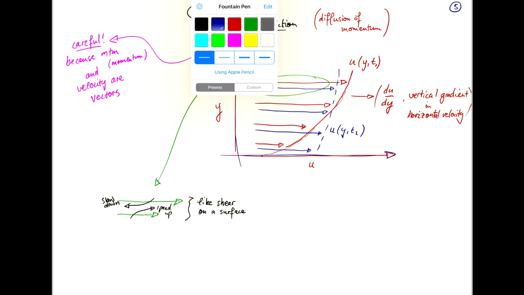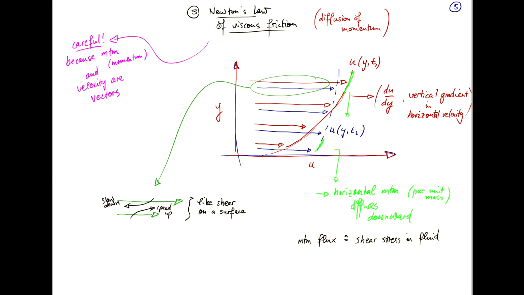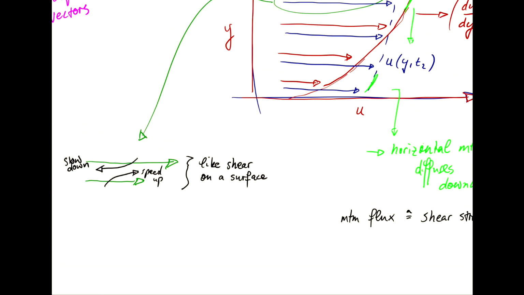So our way to describe this is that momentum from up here is transferred downward to the lower layers through this shear process. So horizontal momentum per unit mass diffuses downward, and the momentum flux corresponds to shear stress in a fluid. And the way we write Newton's law of viscous friction is that we say the shear stress tau is equal to the dynamic viscosity mu times the vertical gradient in horizontal velocity, du/dy.